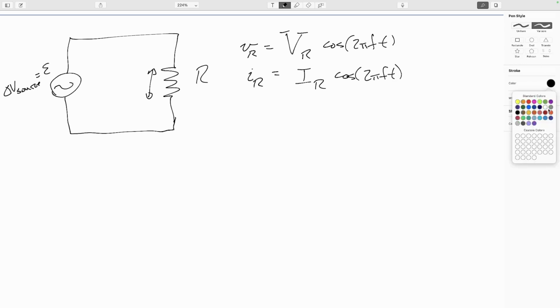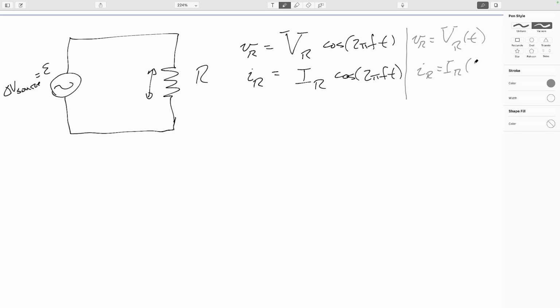And again, here, these lowercase letters are telling us that this is just a way to suppress writing of t. This is really the voltage across the resistor as a function of time. This is the current through the resistor as a function of time. And again, this notation is super standard. So when you see lowercase v, lowercase i, this is the voltage as a function of time. This is the current as a function of time.